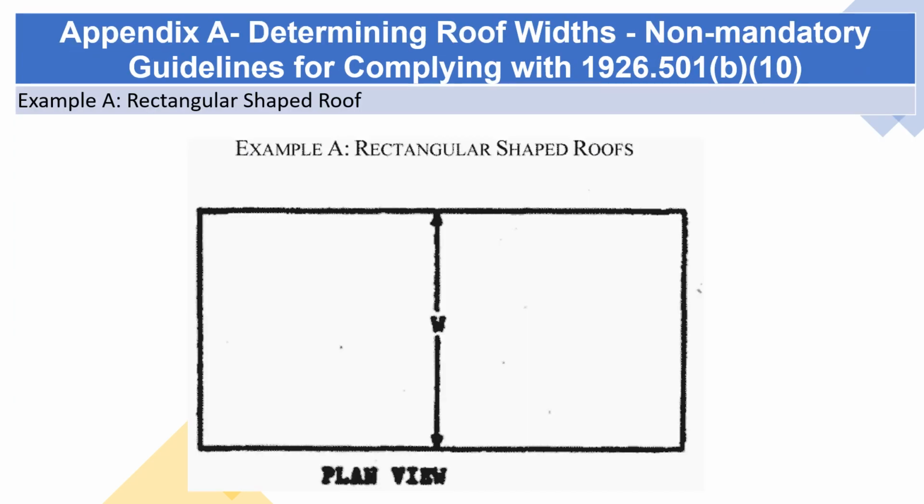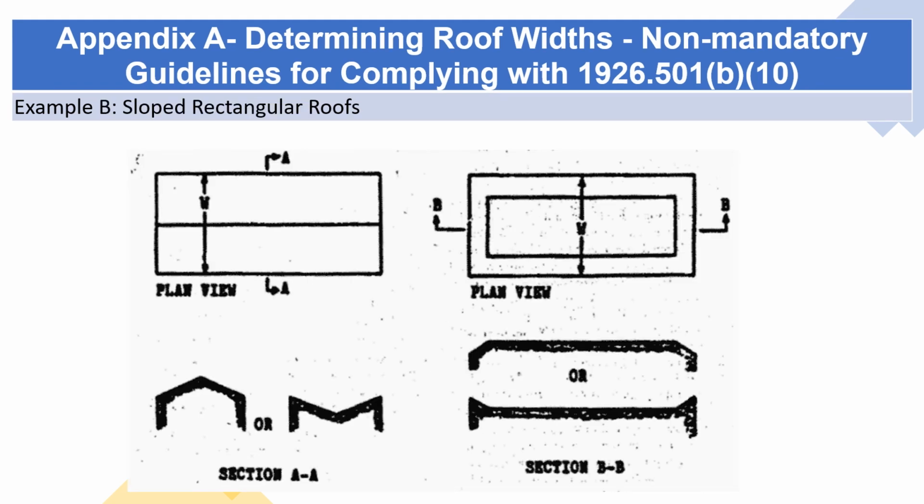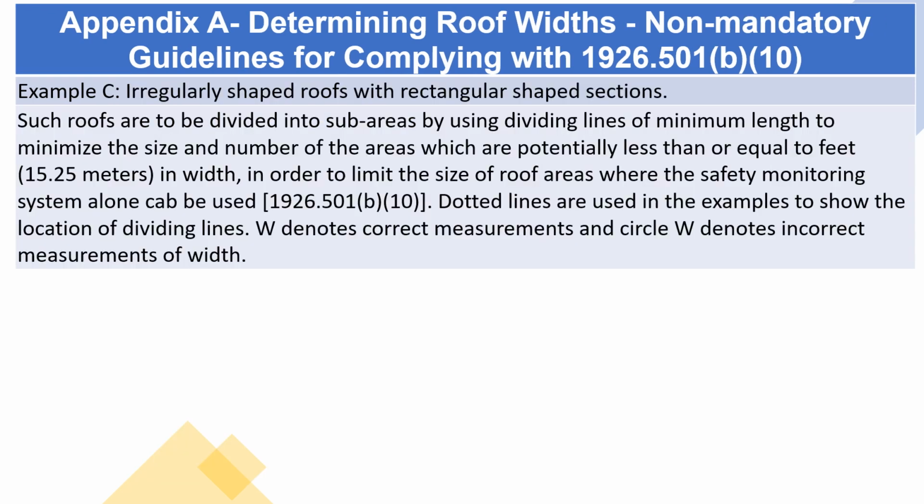Example of a rectangular-shaped roof. Example B, sloped rectangular roofs. Example C, irregularly shaped roofs with rectangular-shaped sections. Such roofs are to be divided into subareas by using dividing lines of minimum length to minimize the size and number of the areas which are potentially less than or equal to 50 feet, 15.25 meters, in width.